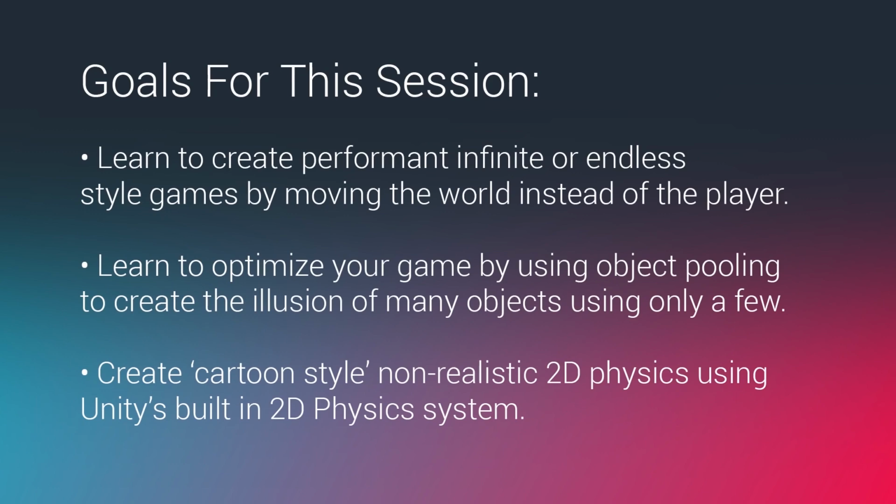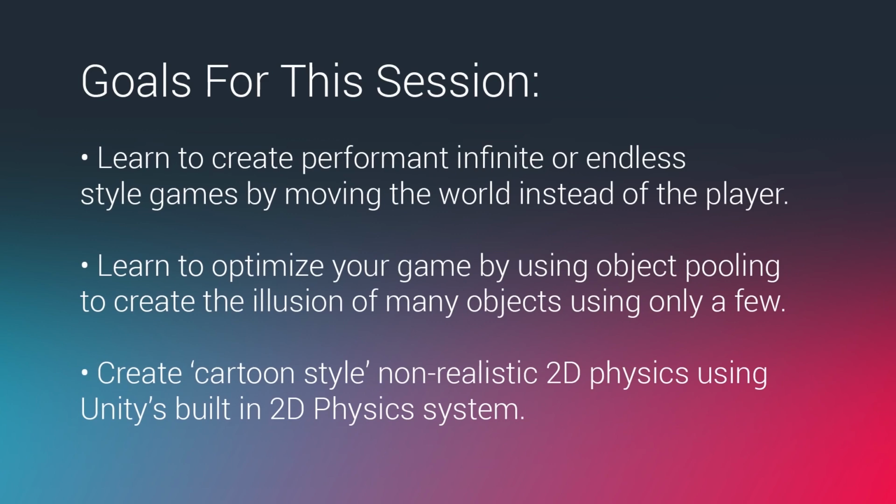We're also going to learn how to optimize your game using object pooling. So we're going to have columns that we're going to be flying past in this game. And instead of spawning hundreds of columns to create an endless level for the player to fly through, we're just going to have 5 columns that we're going to recycle once they've passed out of view of the camera. And that's also going to help us in terms of performance.